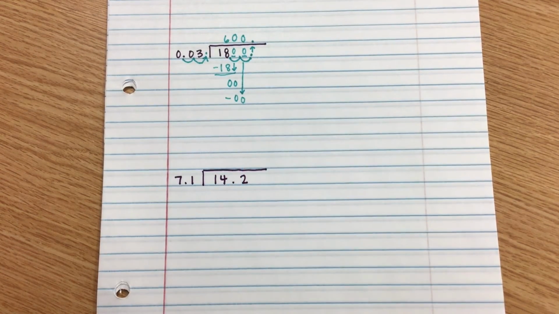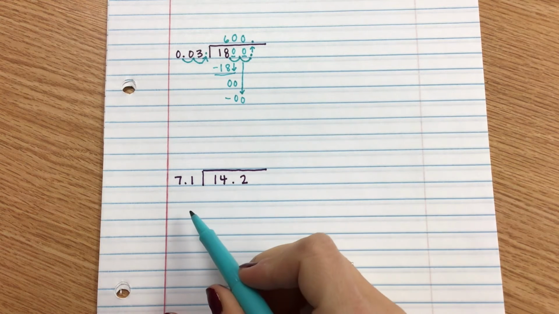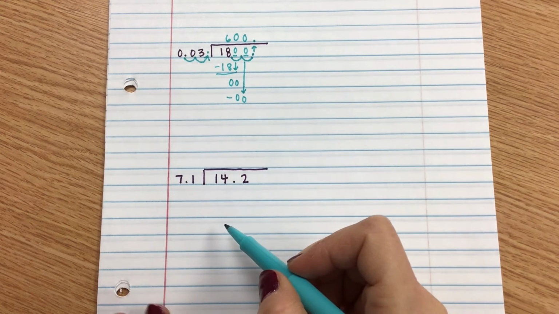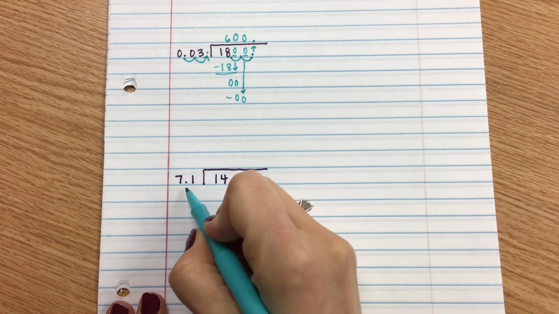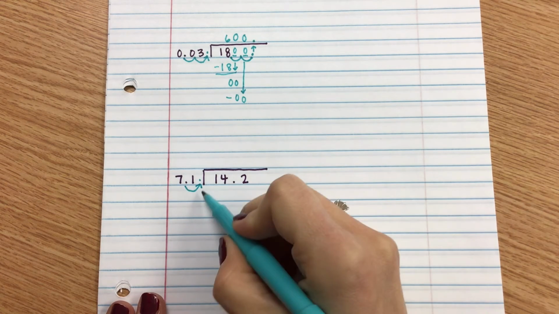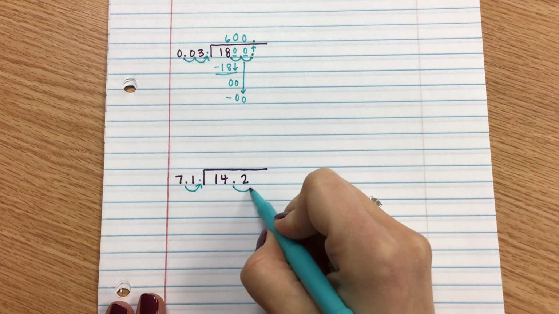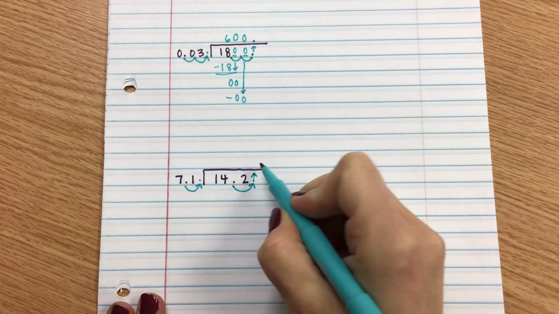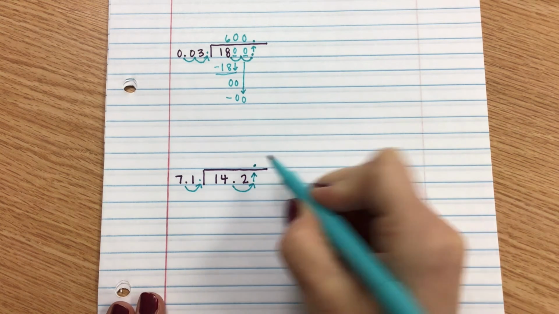Okay, so now we're going to try 14 and 2/10 divided by 7 and 1/10. The first thing I need to do is move this decimal point out of the way. So there it is. If I moved it once out here, I have to move it once in here, and then I'm going to put it up there on the top. So there's my decimal point.